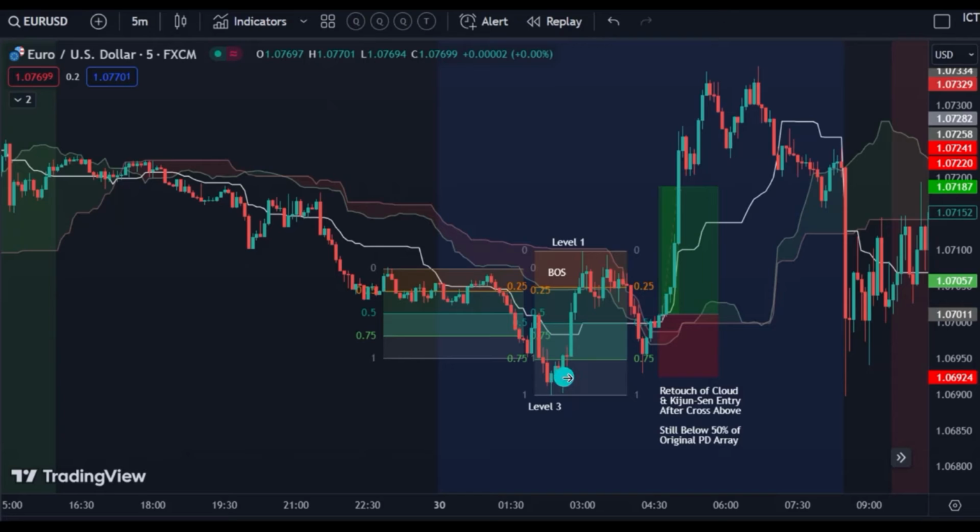Then it comes down into this order block. And now all we need is for price to move above the Kijun-Sen line and the cloud. And hopefully that will occur below 50% of equilibrium of the PD array. We also take a look at the market maker model.